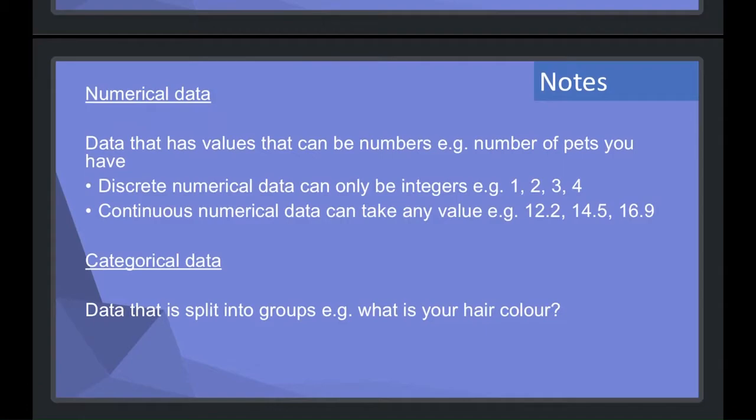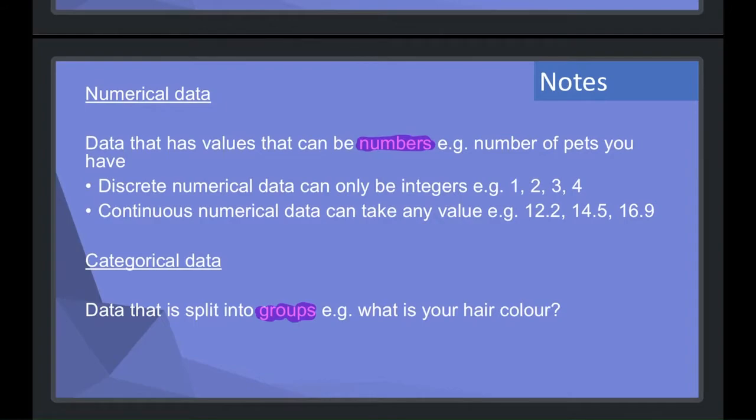The first one are the two different types of data, numerical or categorical. It's pretty easy to remember that numerical data is just data that's related to numbers. And categorical data is data where we're splitting things into groups. For example, what's your hair color?